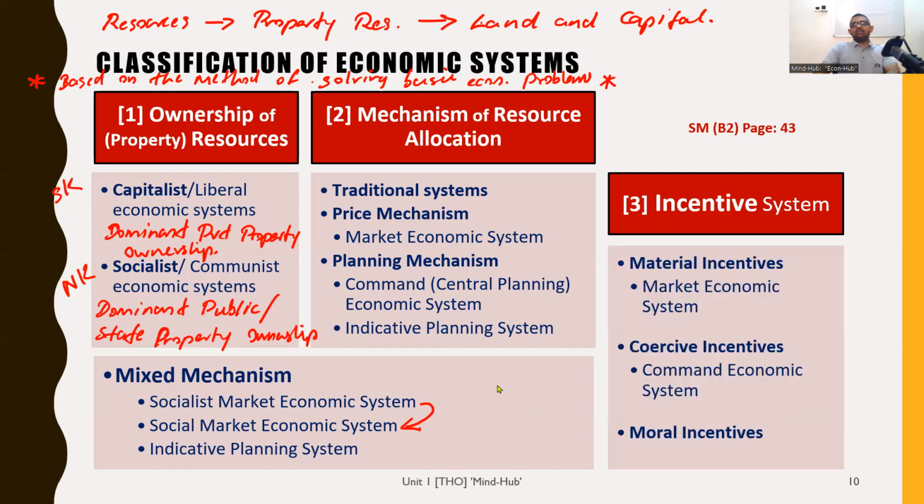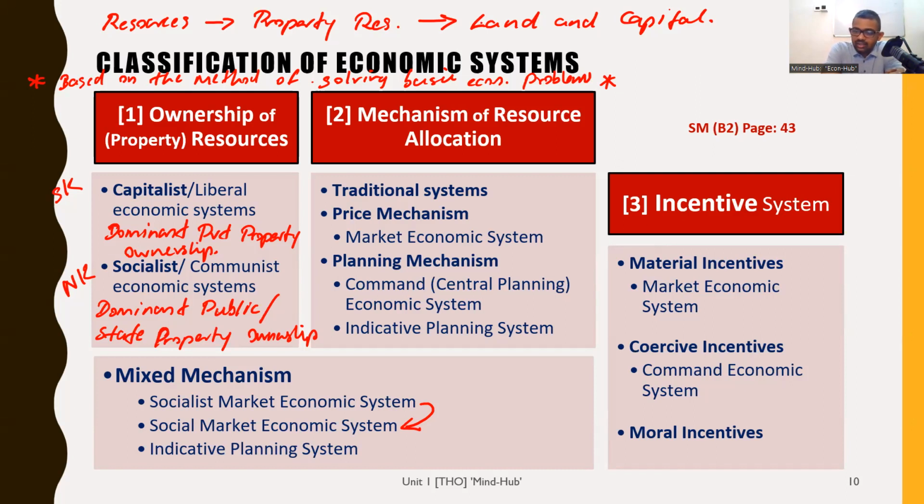Then, ladies and gentlemen, the incentive system, right? Here we talk about material incentives, coercive incentives, and moral incentives. Material, coercive, and moral. I will explain these three types of incentives a bit later. For now, based on material and coercive, we can identify two economic systems.